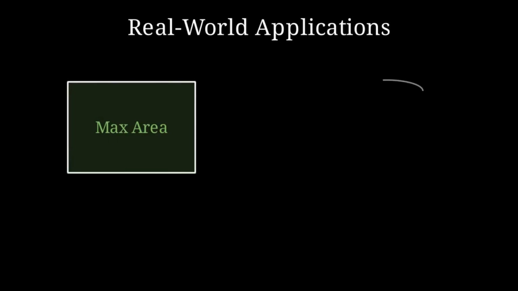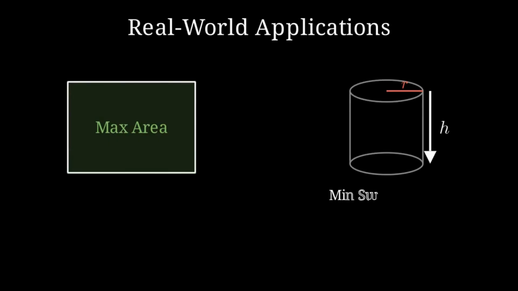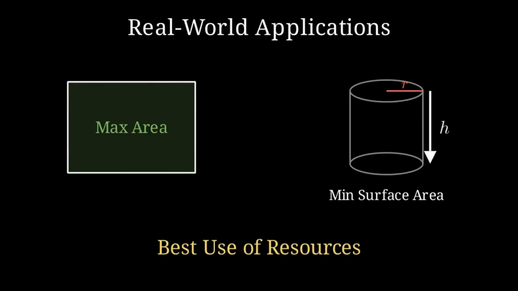Optimization isn't just an abstract theory, it's a practical tool used by engineers, economists, and designers. By defining a situation as a mathematical function, we can find the exact peak or valley that represents the most efficient solution to a complex problem.